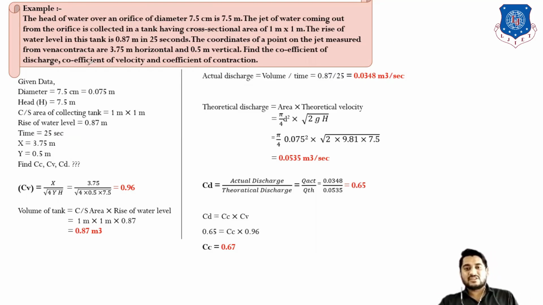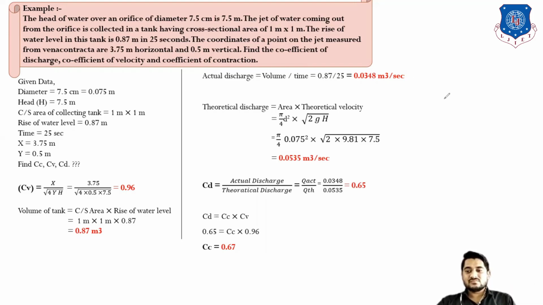First of all, remember this: whenever they have given x and y, you have to use the equation of CV first. CV is equal to x divided by under root 4yh. In this equation, x is given, y is given, and h is given. So we can find the value of CV as 0.96, right? Remember this: whenever they have given the values of x and y, you have to be very clear that you have to use the equation of CV at first.